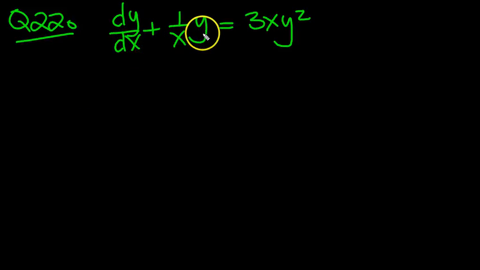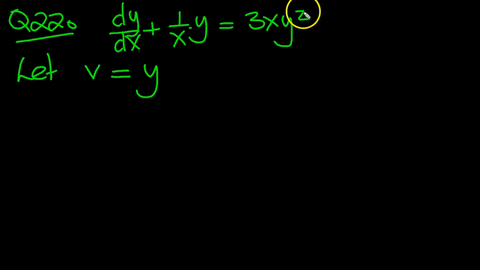dy/dx plus 1 over x times y equals 3xy squared. So let's make the substitution according to Bernoulli's equation. Let v equal y to the 1 minus n. Everything's arranged in the correct order, so the n value is this: it's 1 minus 2, which equals y to the minus 1, or 1 over y we could say.